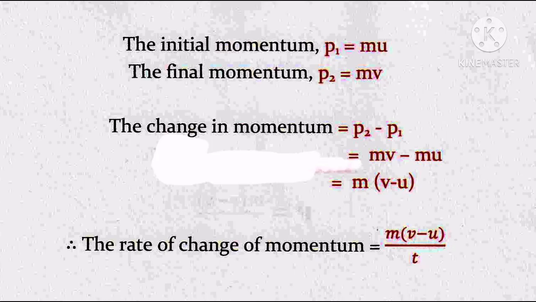Therefore, the initial momentum is P1 equals m into u. The final momentum is P2 equals m into v. The change in momentum equals P2 minus P1, that is mv minus mu. If you take m common, we get m into v minus u. Therefore, the rate of change of momentum equals m into v minus u divided by t.